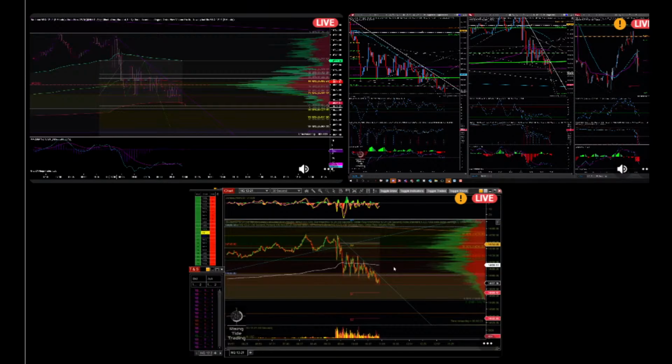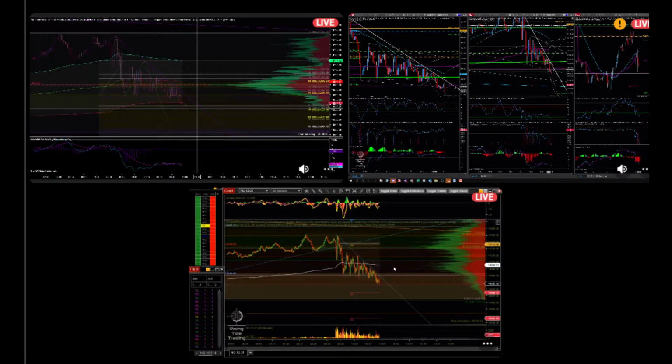And I mean, we're still playing out the ABCD pattern. We're at the 127, breaking it right now. It's just a chop. It's chop, chop, chop. Choppy, choppy, choppy.